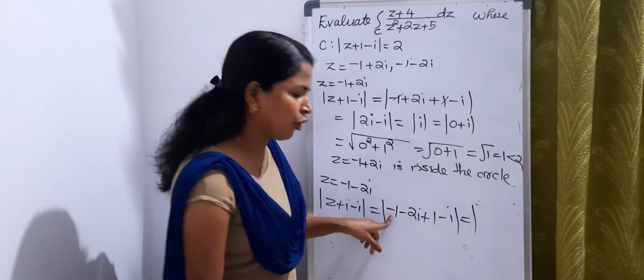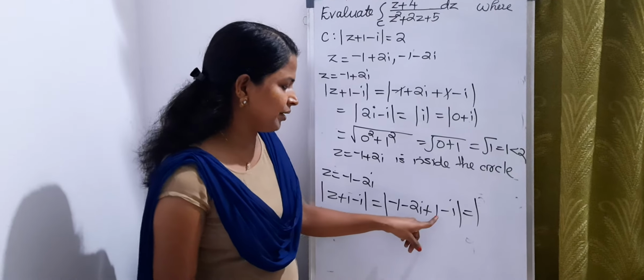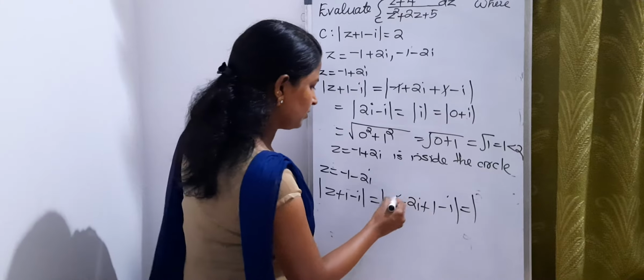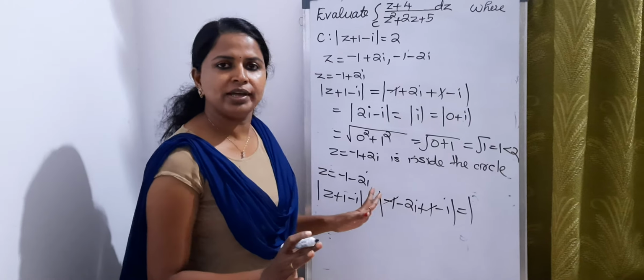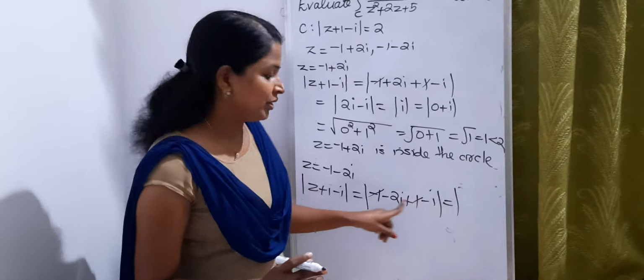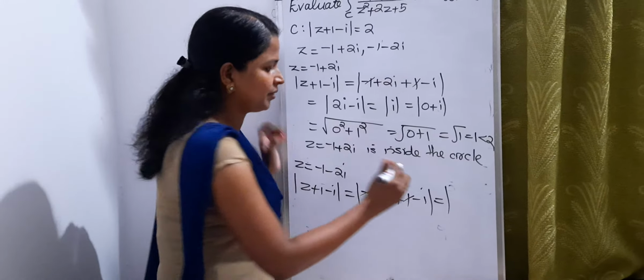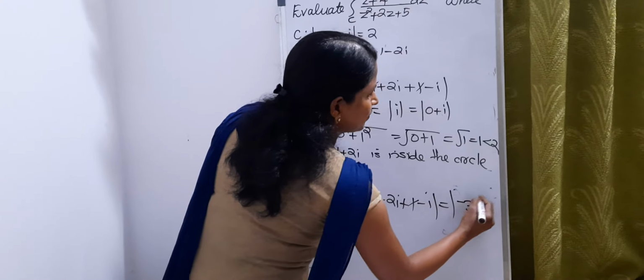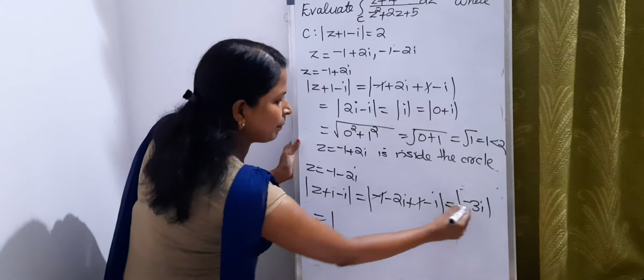That is equal to mod of minus 1 plus 1, which is 0. Minus 1 plus 1 is 0. Then minus 2i minus i means minus 2i minus 1i is minus 3i. This is real part 0.